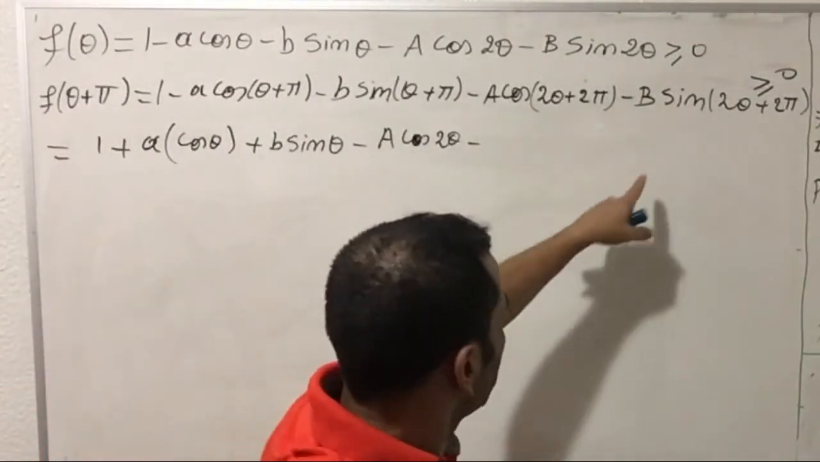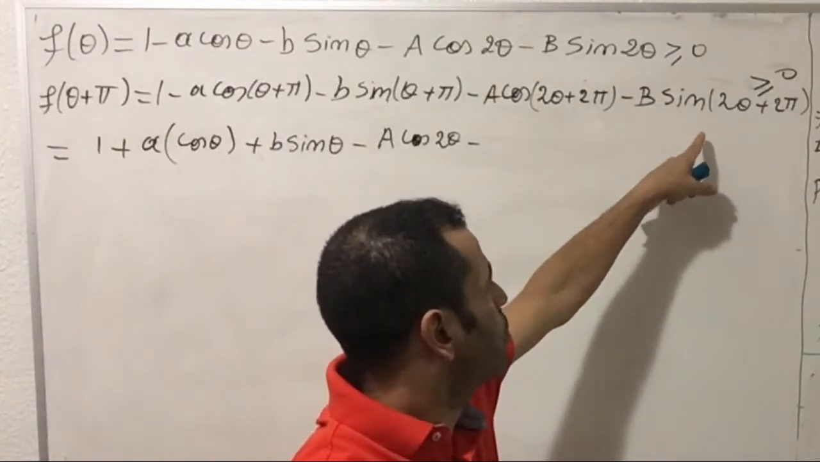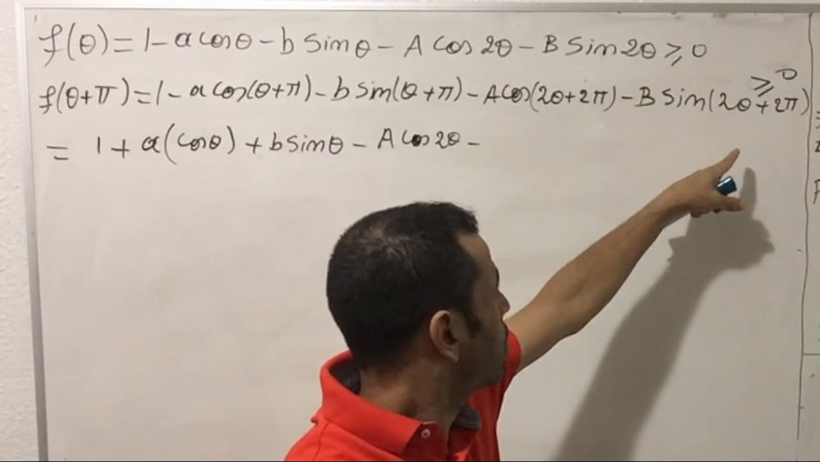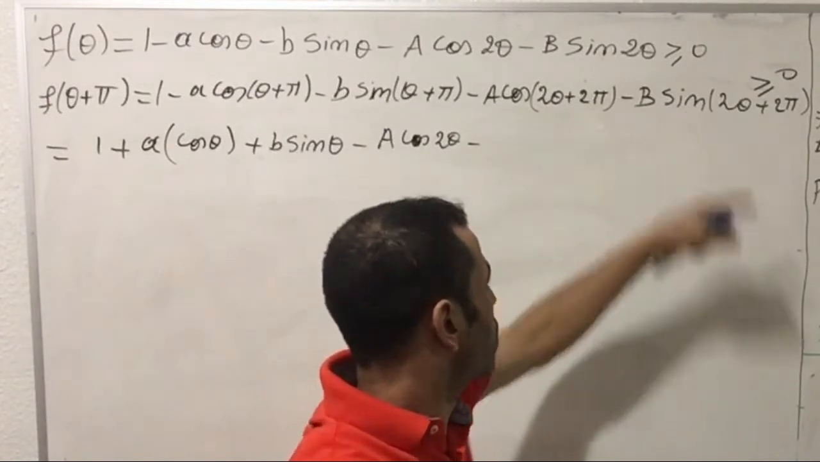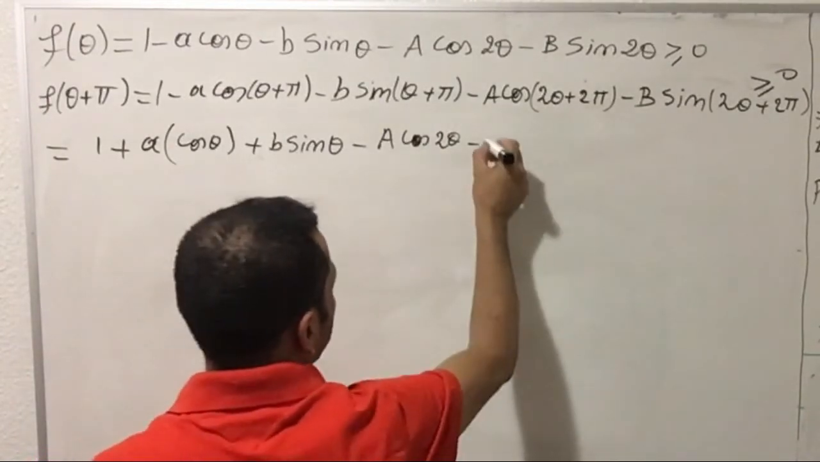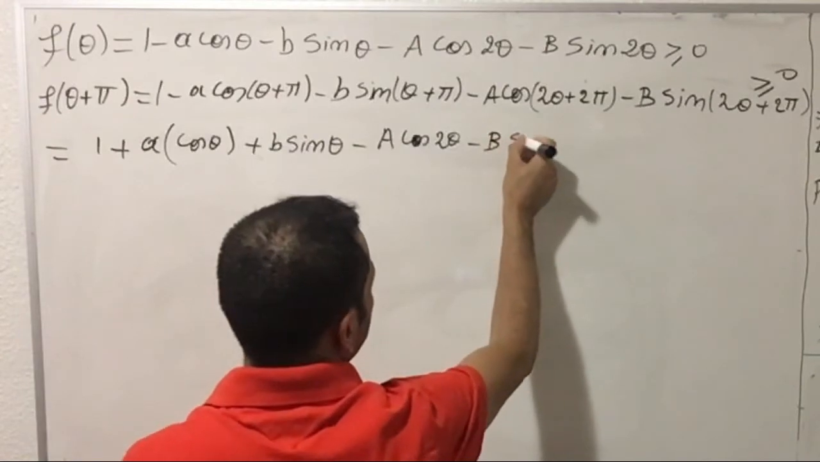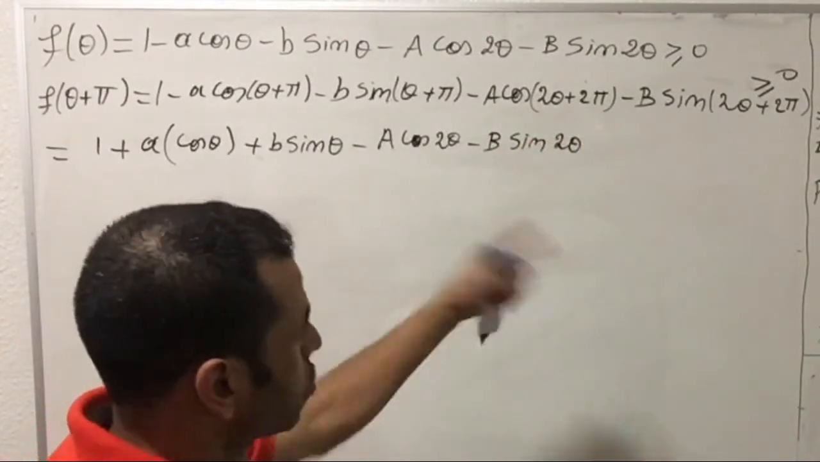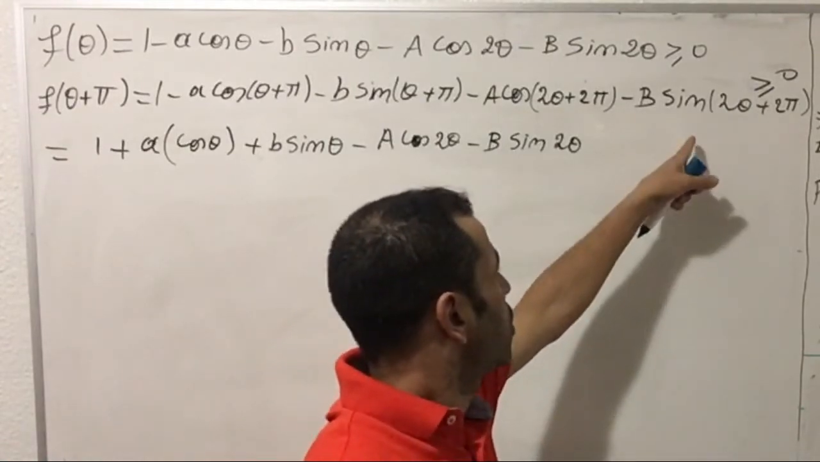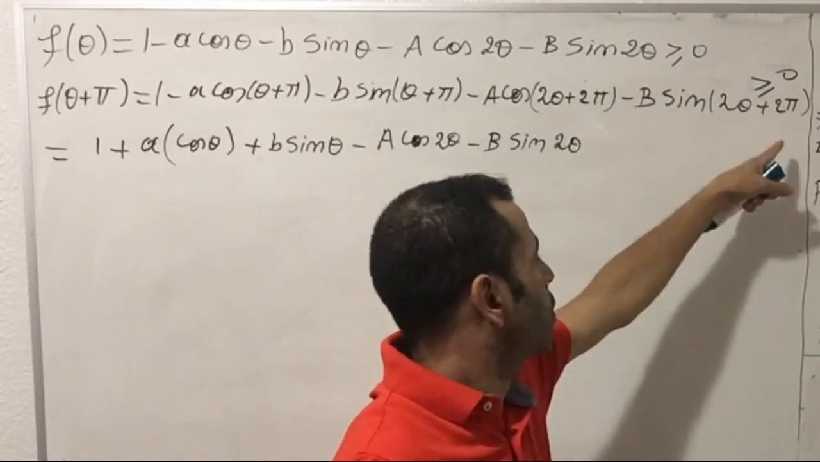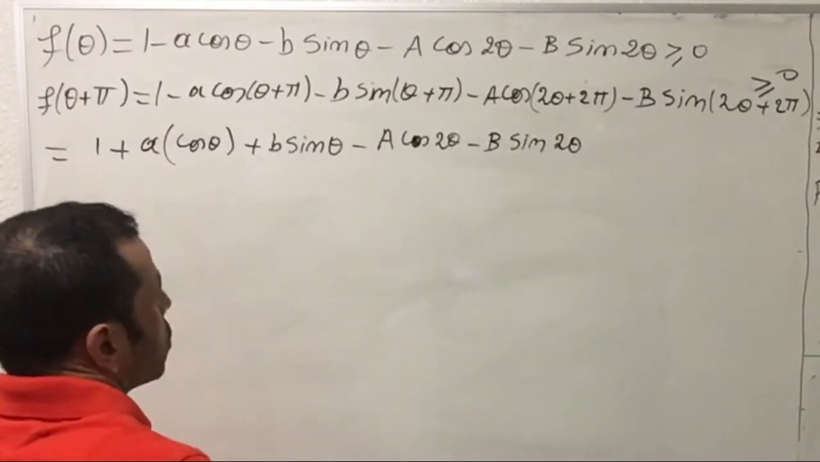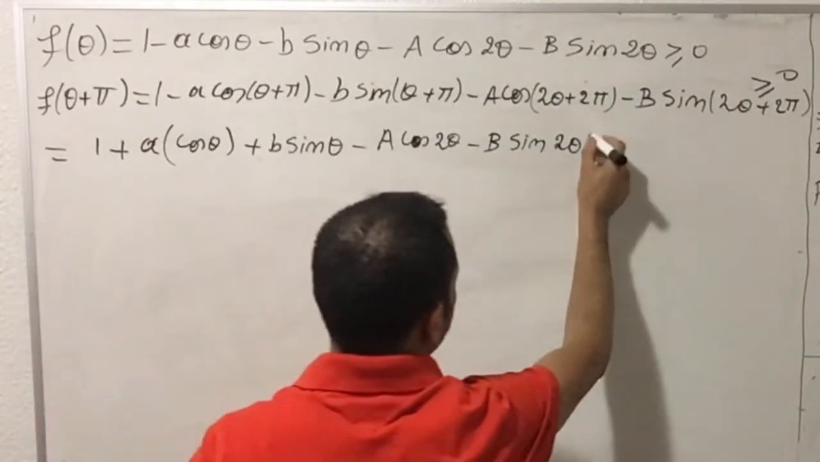The last term we will have is sine 2 theta multiplied by cosine 2 pi. Cosine 2 pi is number 1, so 1 multiplied by sine 2 theta, we will have minus capital B sine 2 theta. The other term will be 0, because we will have cosine 2 theta multiplied by sine 2 pi. Sine 2 pi will be 0, okay? So now, this is always superior or equal to 0.